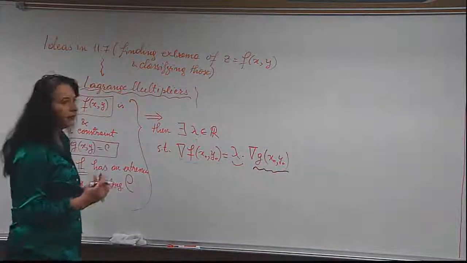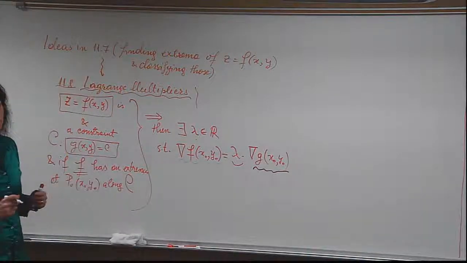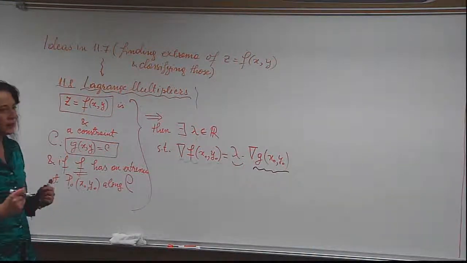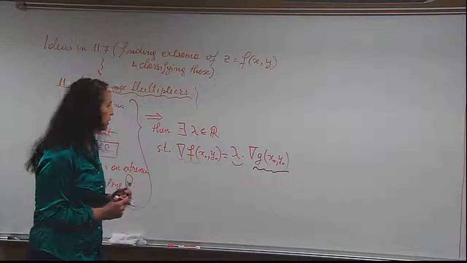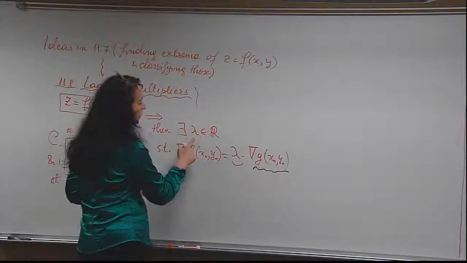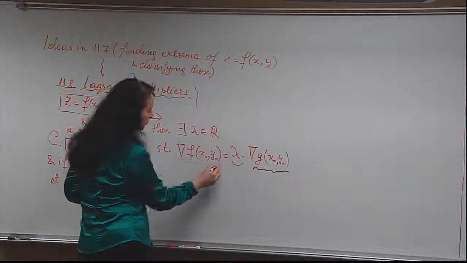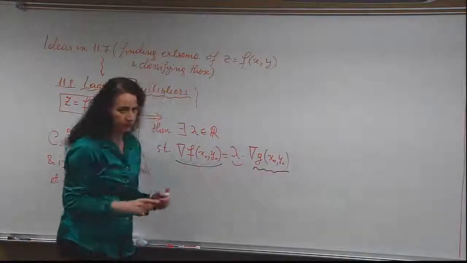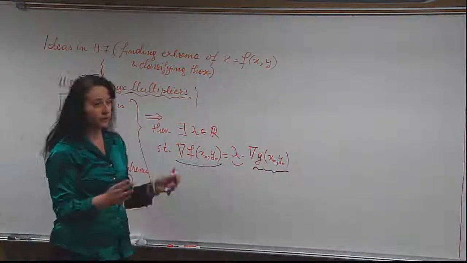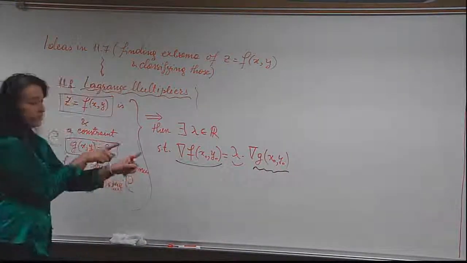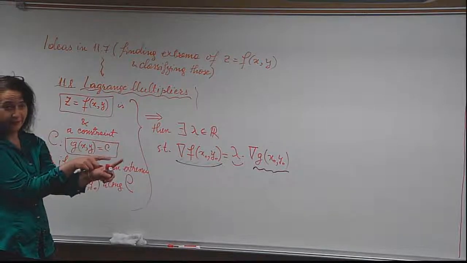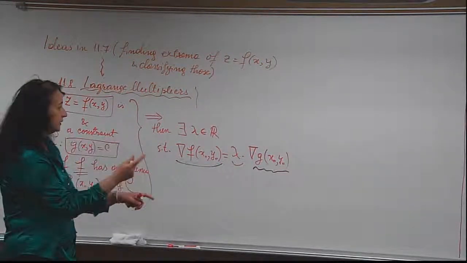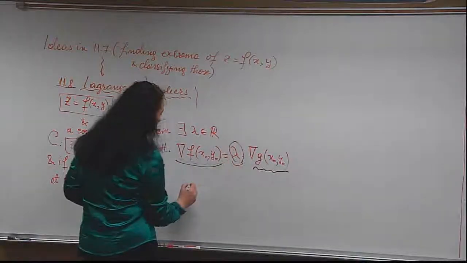And we claim that at that point we have an extremum of some sort, then something magical happens. There is a lambda, there is a proportionality between those two gradients. So something magic happens, the gradients will be in the same direction. And the proportionality factor is this beautiful lambda.